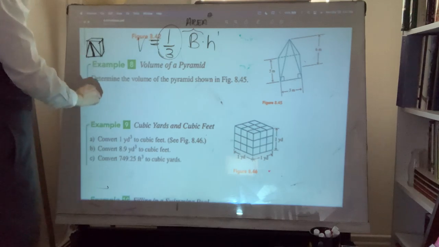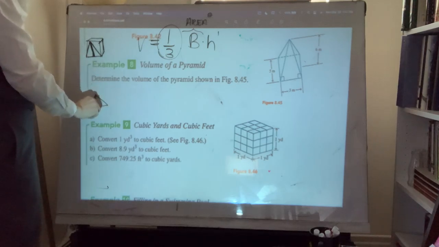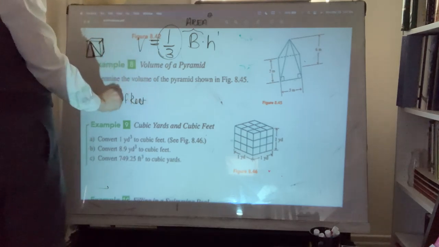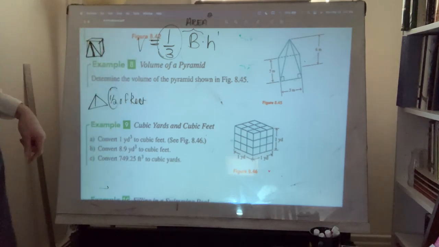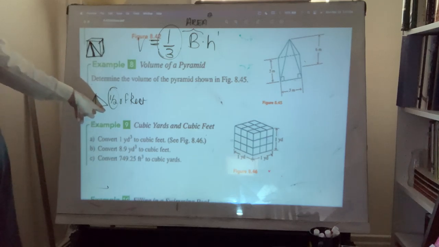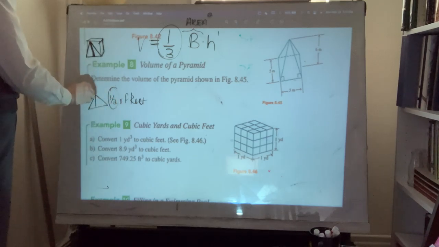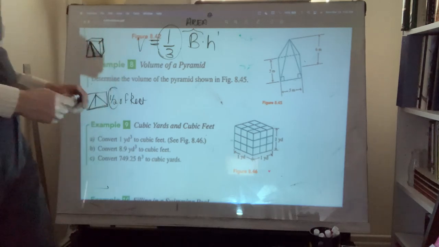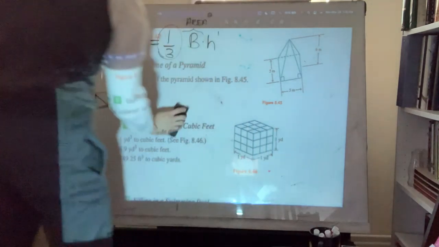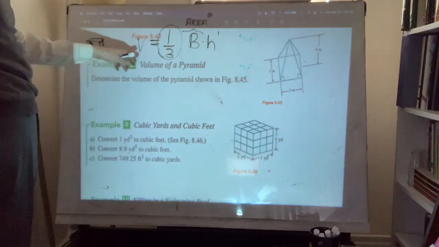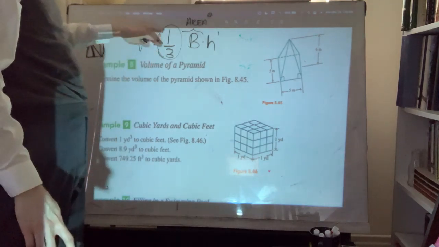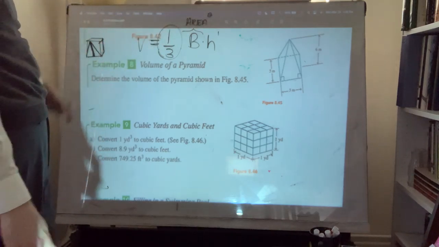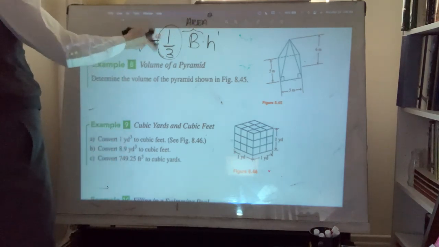It's sort of like the relationship where the volume is 1/3 the full-size cube. The area of a triangle is a half of a rectangle. That's why the half is embedded in the formula. The area of a triangle is always half of a full-size rectangle that would engulf it. When you're dealing with a third dimension, the volume of a pyramid is 1/3 the volume of a full-size rectangular solid or cube, if you like. That's why this is 1/3.